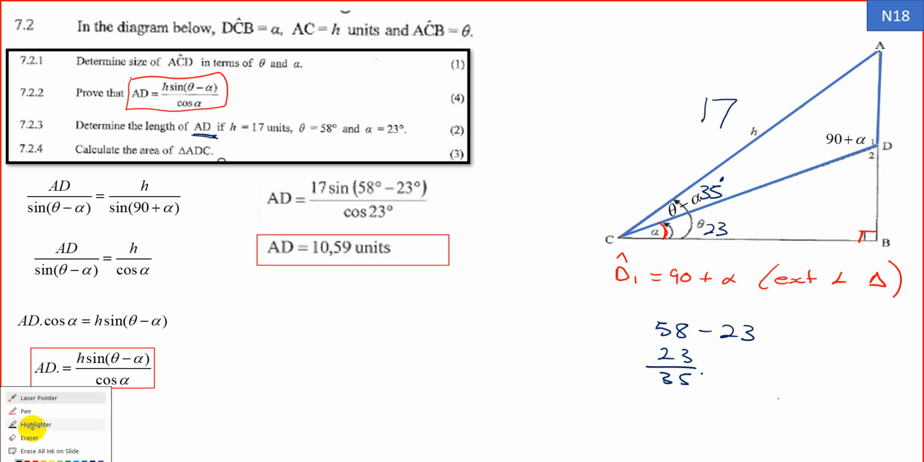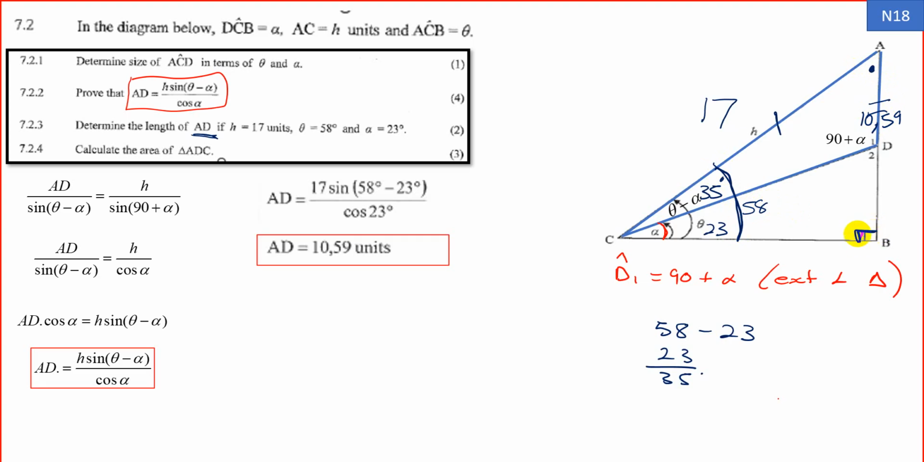And we need to look at what sides we have. Very important. So we just found AD to be 10.59. Okay. So in using the area rule, we need two sides, which we're going to use 17 and 10.59. So we need to find angle A. And that's quite easy because we know that this angle was given to be 58.